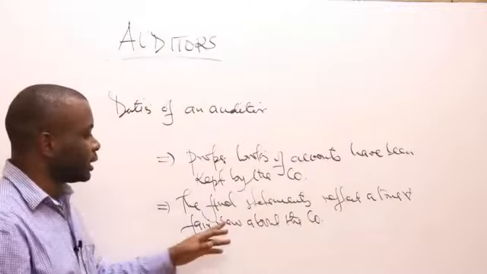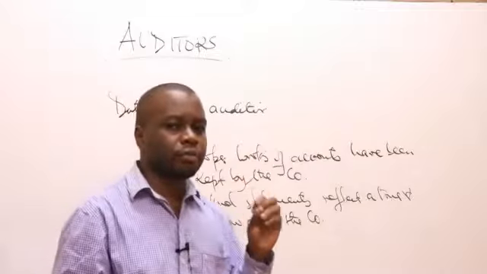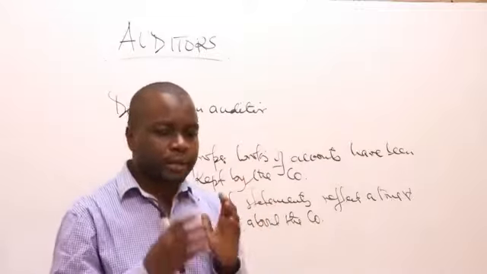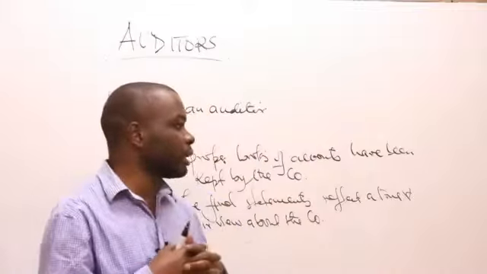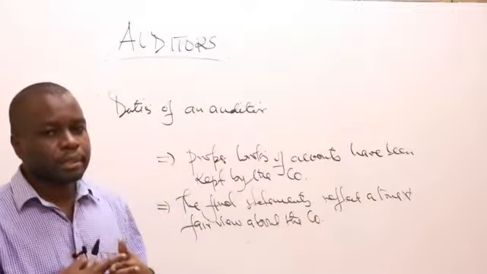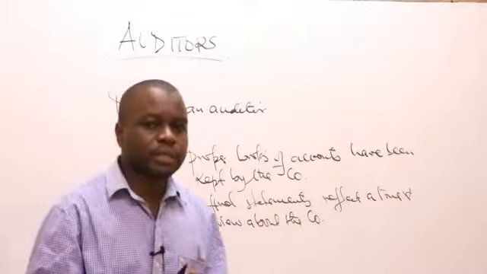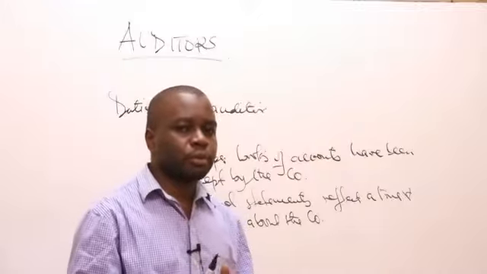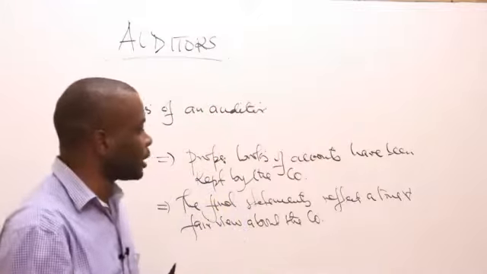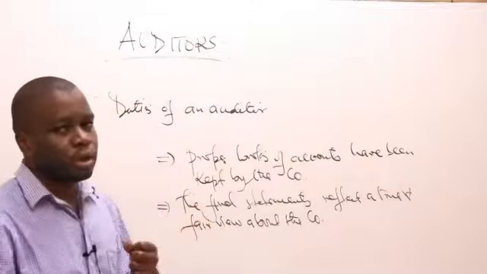He can't give the opinion that these books of accounts reflect a true and fair view about the company. So right to information is one of the key rights of an auditor, because if you don't give him, for example, access to the premises, or for him to be able to carry out interviews in the company while he's preparing his audit work, then of course he won't be able to give an opinion, or even present the statements to the members at the annual general meeting.